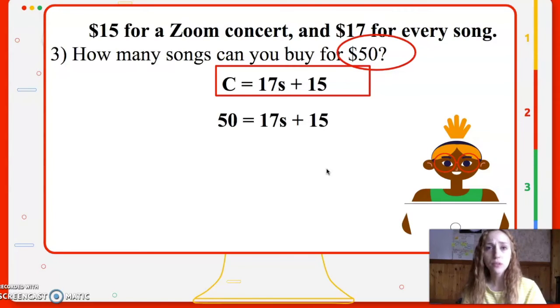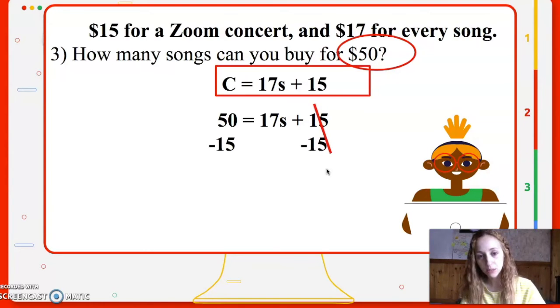Well, of course, 50 is the C, 50 is the cost. How many dollars are you going to spend total? 50 equals 17S plus 15, and we have to figure out what is the S. We have to isolate that variable. We're going to do so by subtracting 15 on both sides, which gives me 50 minus 15, and that is 35, equals 17S.